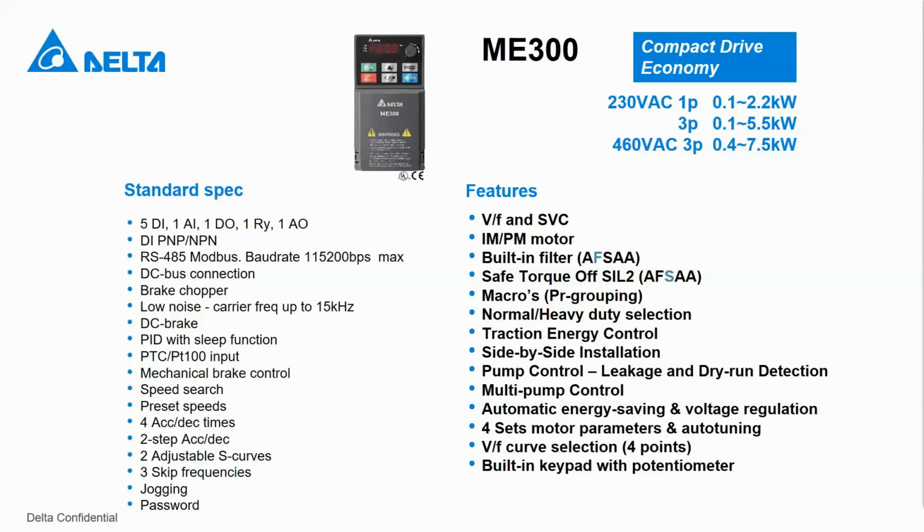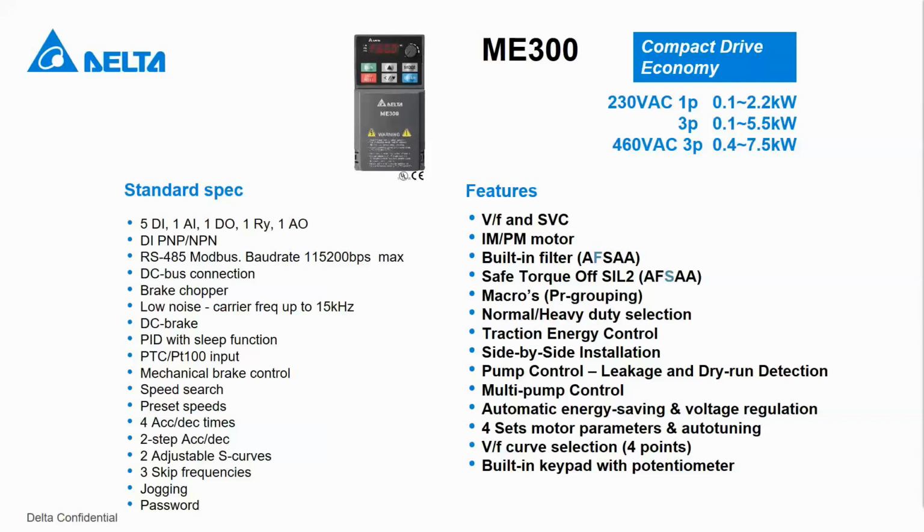So I would like to start with the most recently released drive, that is the ME300. This is a compact economy drive. You can see here the standard specifications and features. What sets it apart is that it can run permanent magnet motors in sensorless mode. That's sometimes useful for fan applications where it's important to save energy by using a more efficient motor like a PM motor. You can check here the standard specs.